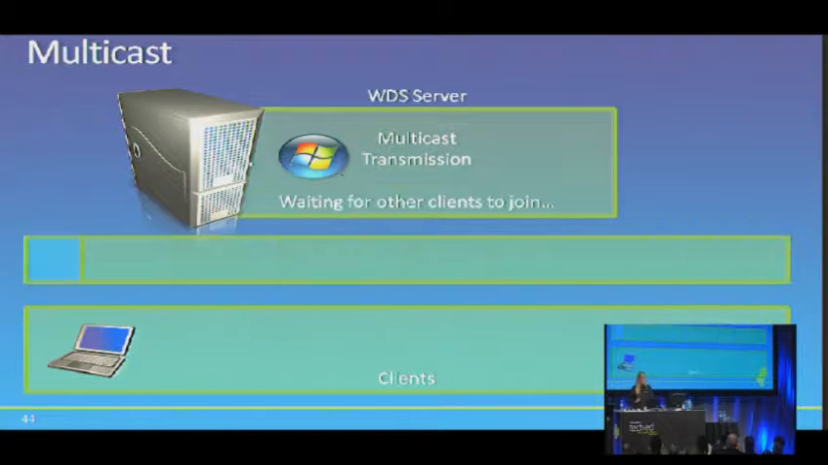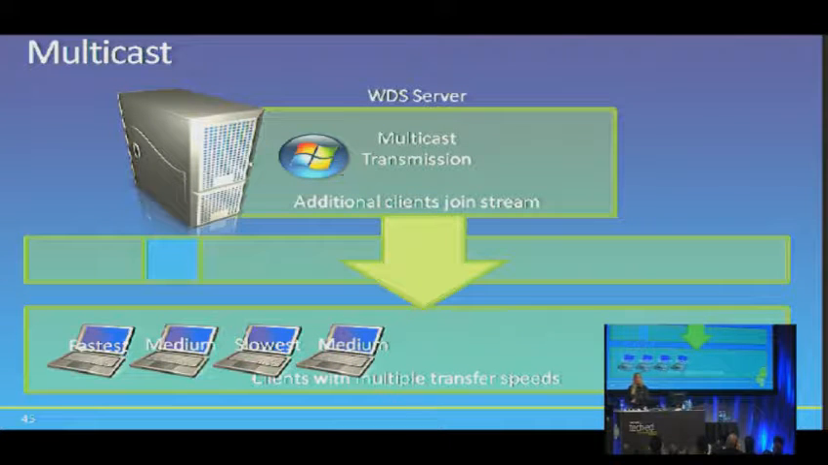Everybody starts out at fast. As clients join the transmission, they can dumb themselves down to medium or slow. But in that one stream, the slowest client will still dictate the speed to everybody else in that one stream. But if one client's really, really, really slow, he gets to go to the slow stream, and the other guys can still do fast or medium.